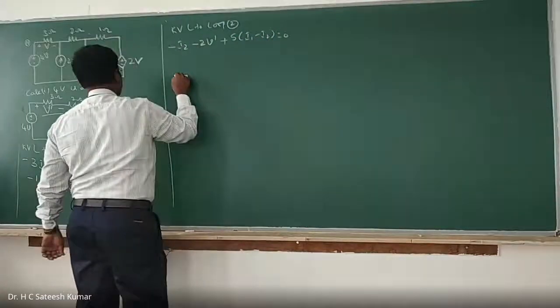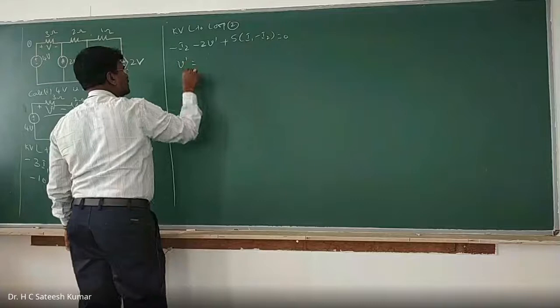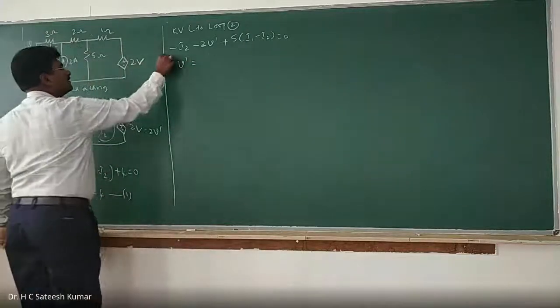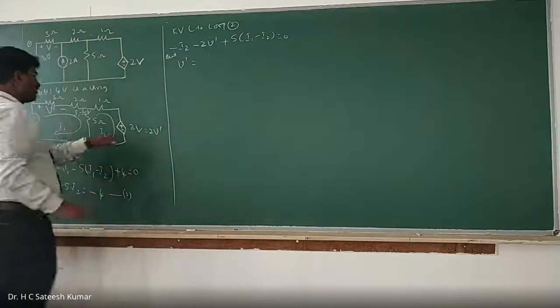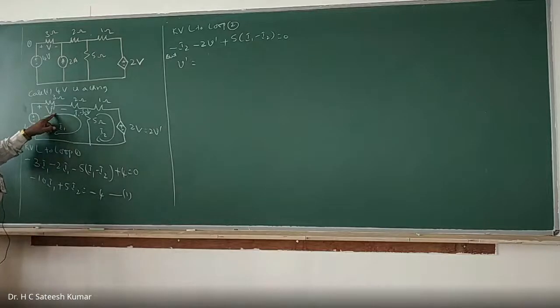But what is V dash? V dash is this voltage, which is nothing but current into resistance. The current flowing into this is I1, and the resistance is 3 ohms, so 3 into I1. The current flows from higher potential to lower potential, so you should take plus. Therefore V dash is equal to 3 into I1.